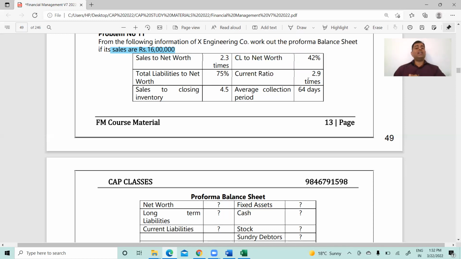So can I calculate current asset? Already I calculated net worth. Now total liability to net worth. Can I calculate total liability? Already sales is given. Sales to closing inventory 4.5. Can we calculate inventory? Average collection period 64 days. Sales is given 16 lakhs. So debtors is equal to 16 lakhs into 64 by 365. Over.